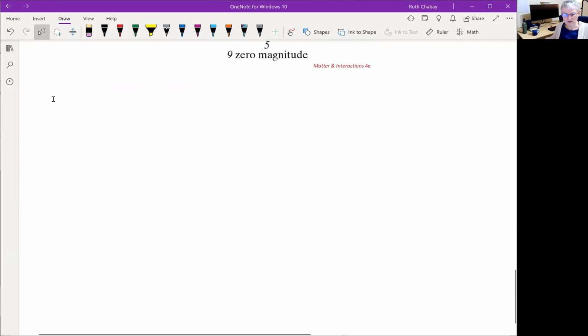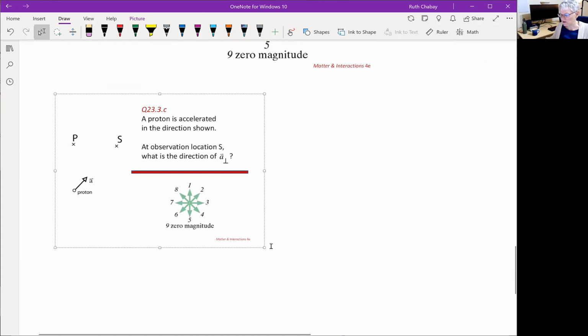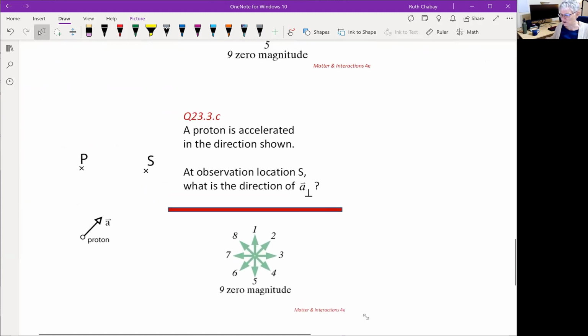Okay, since this all depends on your observation location, now let's consider observation location S. So at observation location S, what is the direction of A perpendicular? So the majority are indeed correct. The magnitude of A perpendicular is actually 0 in this situation.